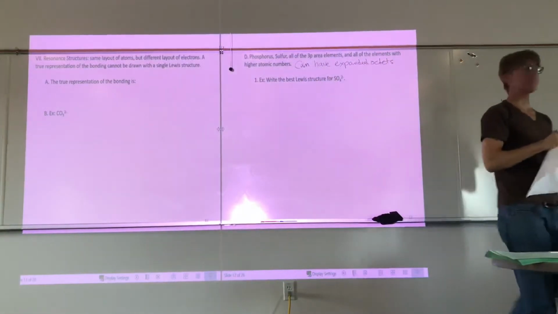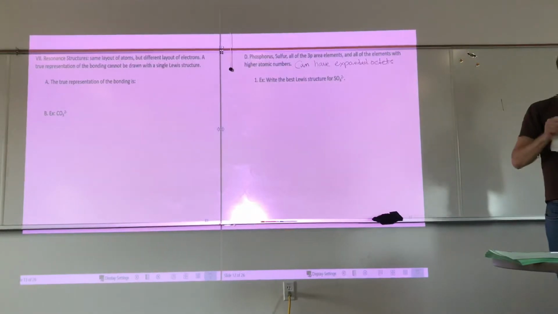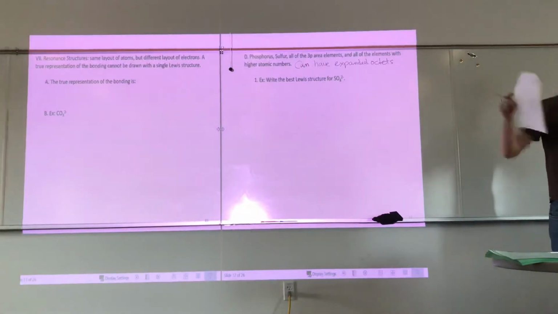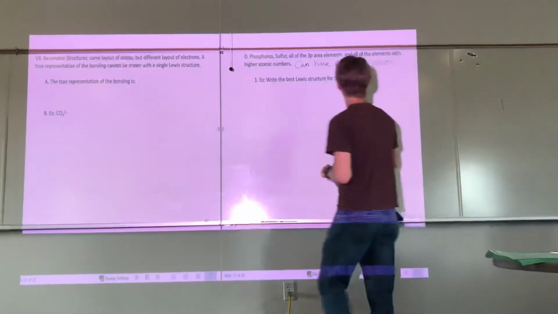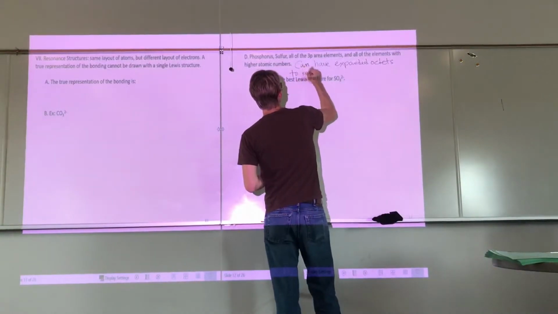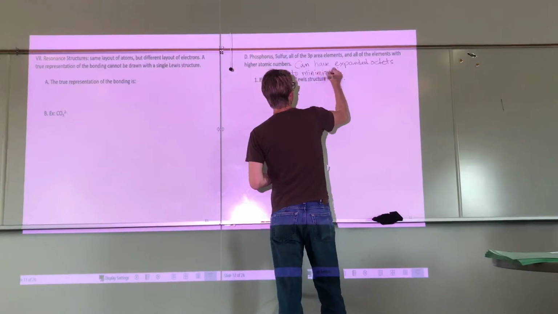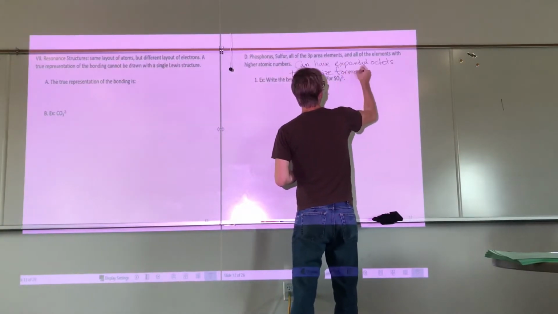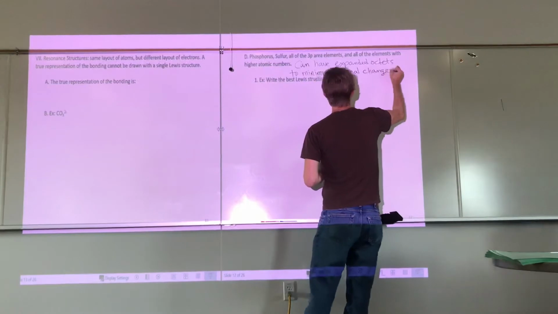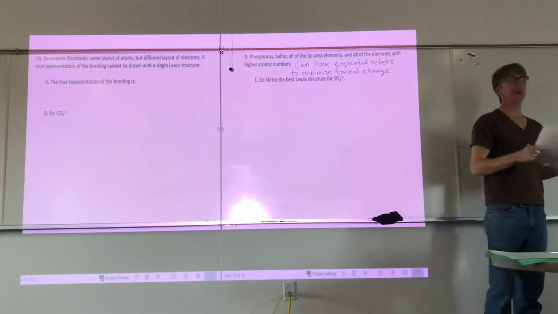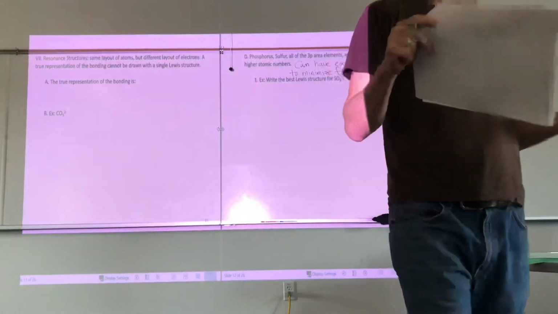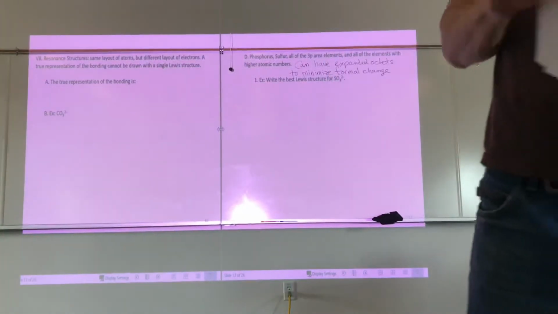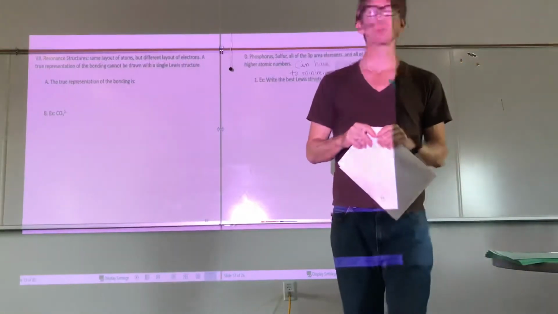Can have expanded octets. And now that's the general theme. The reason we will have expanded octets for these elements is to minimize formal charge. And one of the rules we had from last lecture was that the best Lewis structure has the least amount of formal charge possible. And so we will use expanded octets, as we will see.